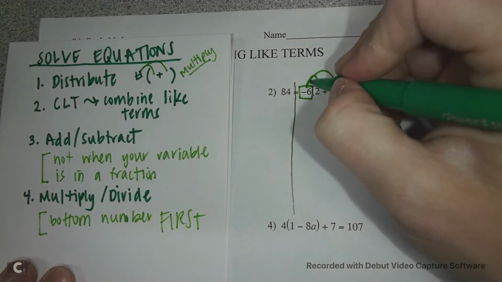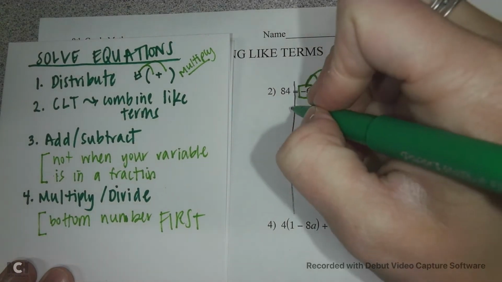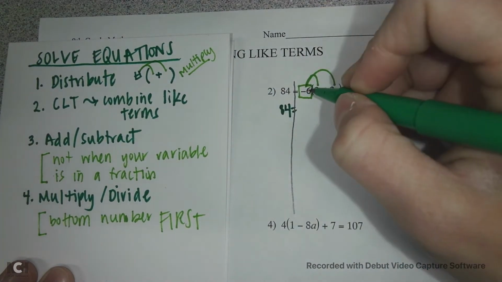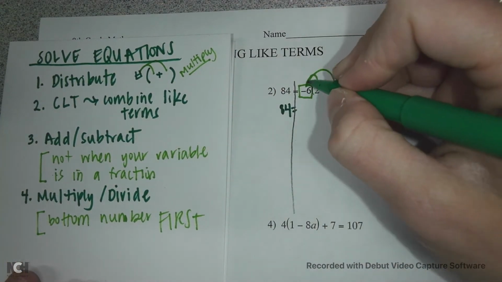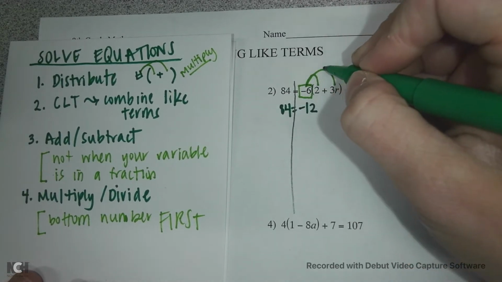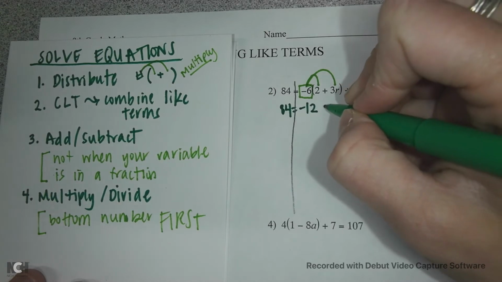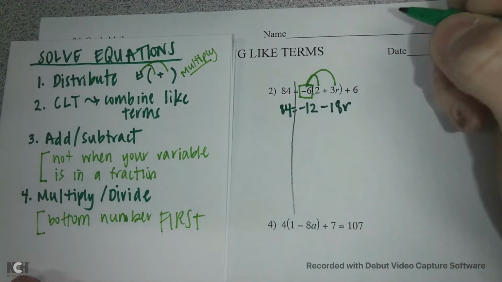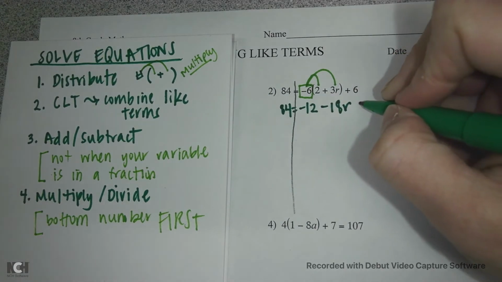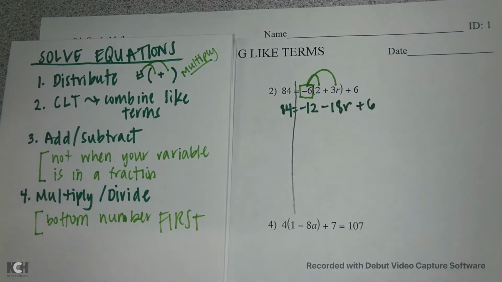Okay, so when we distribute, it means multiply. We're not going to do anything with the 84, so we're going to leave that guy alone for a second. And then we're going to multiply -6 times 2 is -12, and -6 times 3r is -18r. Make sure you include that negative when you multiply through. Okay, that's distribution. You're distributing or giving it to all of the terms on the inside.